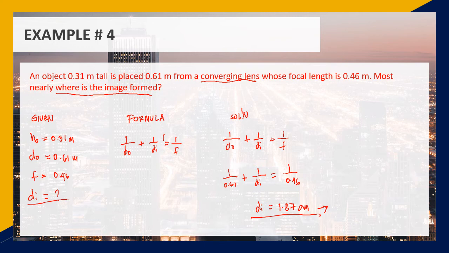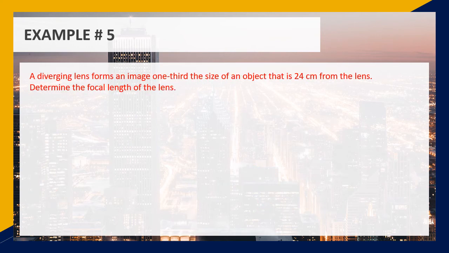So our image is real. Okay? So that's it. Another example. A diverging lens forms an image 1/3 the size of an object that is 24 centimeters from the lens. Okay? Determine the focal length of the lens.